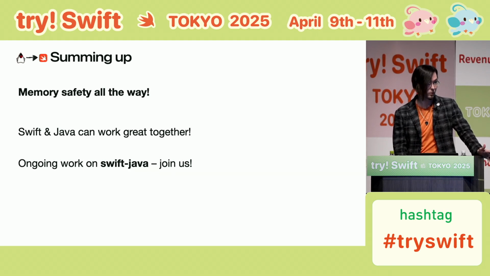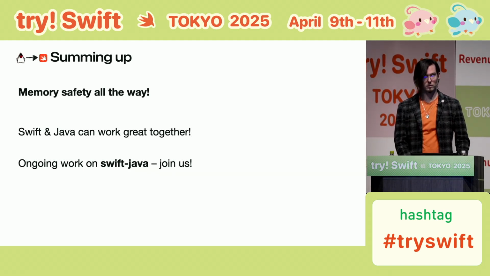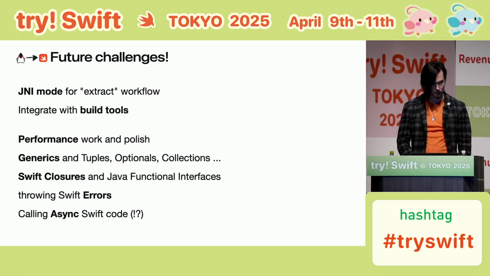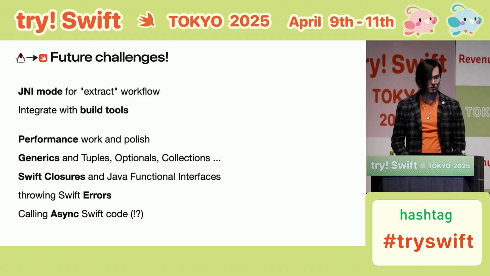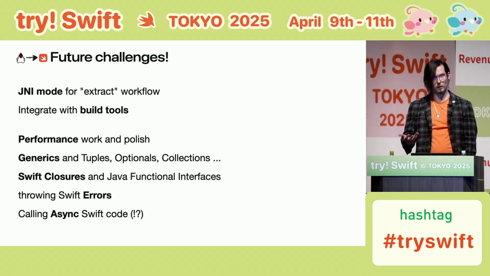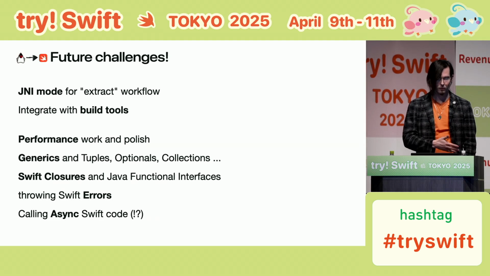This is ongoing work, so please join us in building this project. It's open source, available on GitHub, and I'm more than happy to work with everybody on it. Future challenges include a JNI mode, which would be, for example, available on platforms where these new APIs don't exist. Integrating with build tools, right, to make this much easier to work with, whatever your build system might be. And performance, generics, and more, covering more of the language we want to interop on.